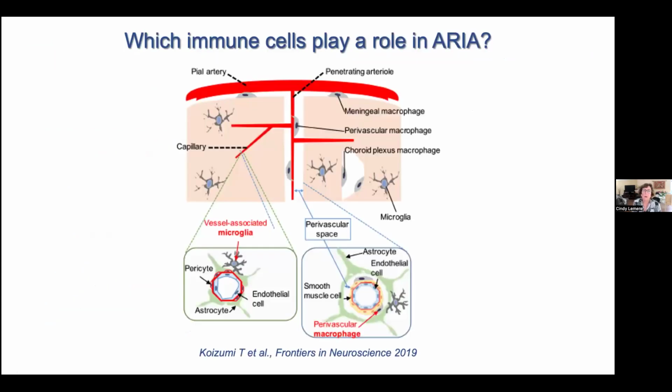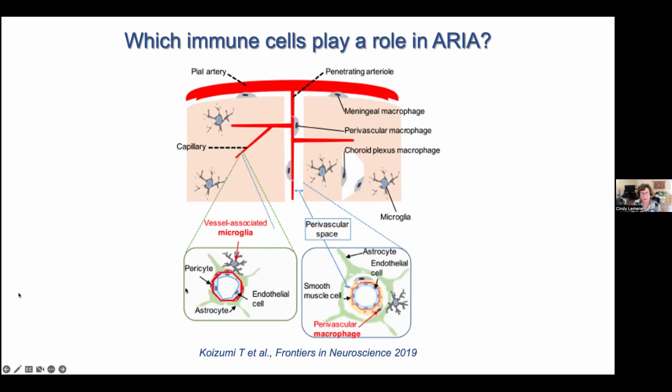So we're wondering which immune cells play a role in ARIA. As I mentioned, a lot of the amyloid is along these pial arteries and the penetrating arterioles. And then there are the capillaries. In our mouse models, we don't see a lot of beta amyloid in the capillaries. We see it mostly in these larger blood vessels. But wherever there's white here, this is perivascular space. And there are perivascular macrophages, meningeal macrophages, and also vessel-associated microglia.